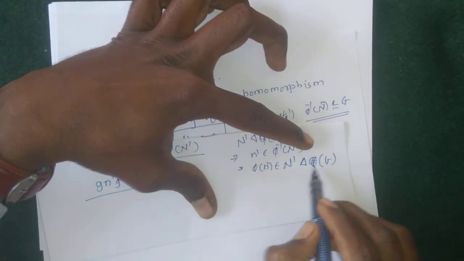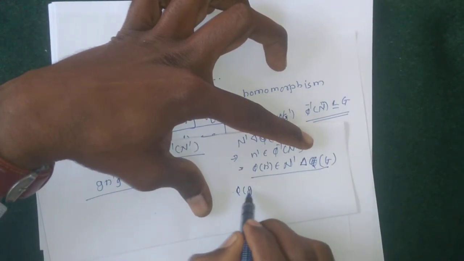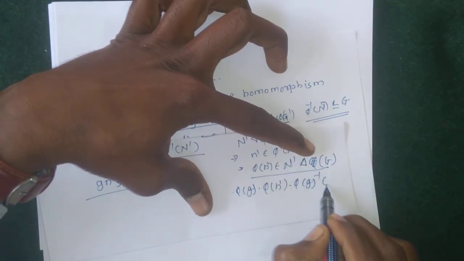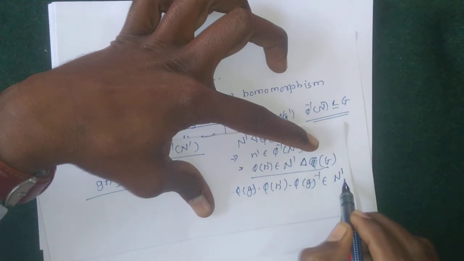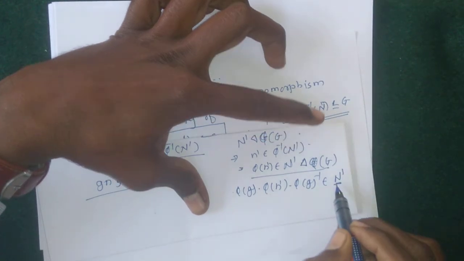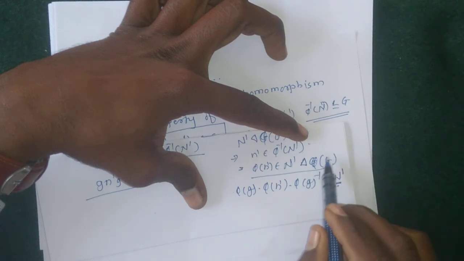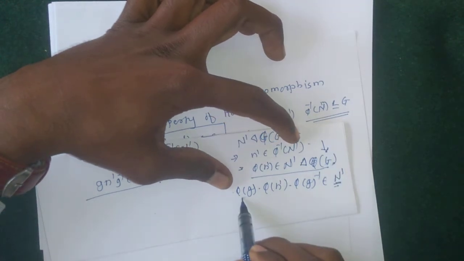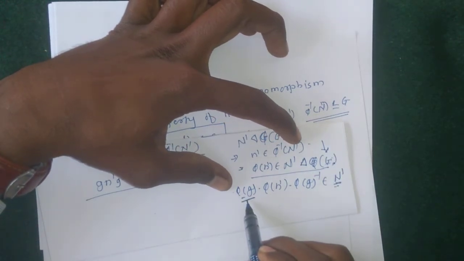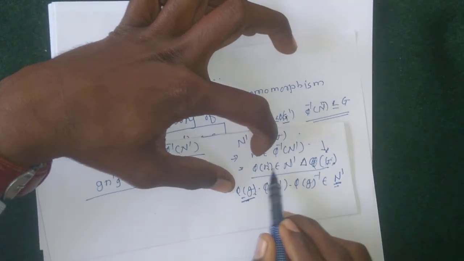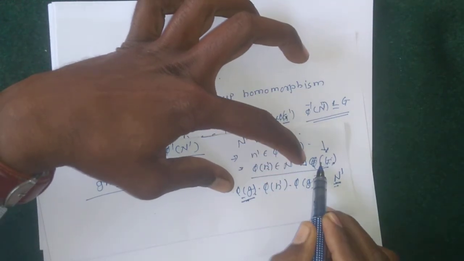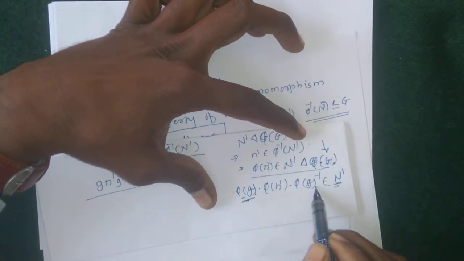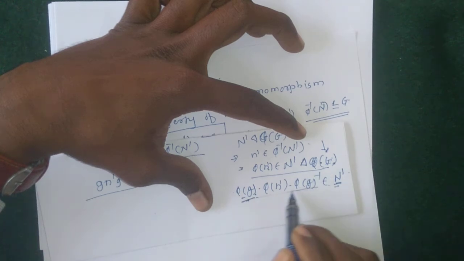N' is a normal subgroup of φ(G), which implies that φ(g) φ(n') φ(g)⁻¹ belongs to N', because N' is a normal subgroup of φ(G), meaning for each element of φ(G), the element φ(g) φ(n') φ(g)⁻¹ also belongs to φ(G). This belongs to N', and so φ is a homomorphism.